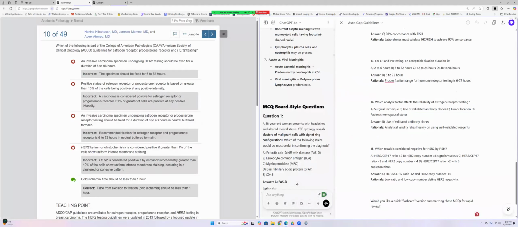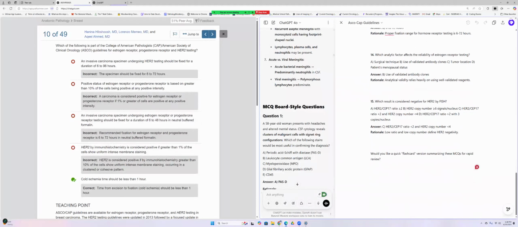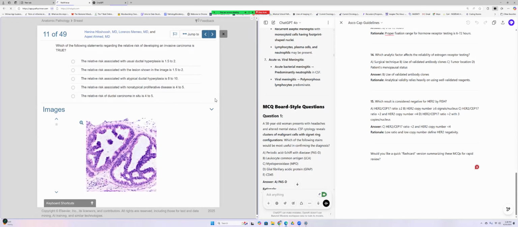Which result is considered negative for HER2 by FISH? C. Perfect. Ratio less than 2, copy number less than 4. Very good. D is equivocal. Then A and B are positive, amplified. A is not amplified. Why?